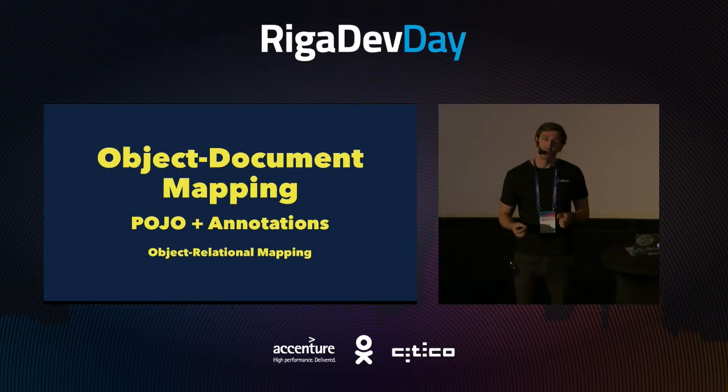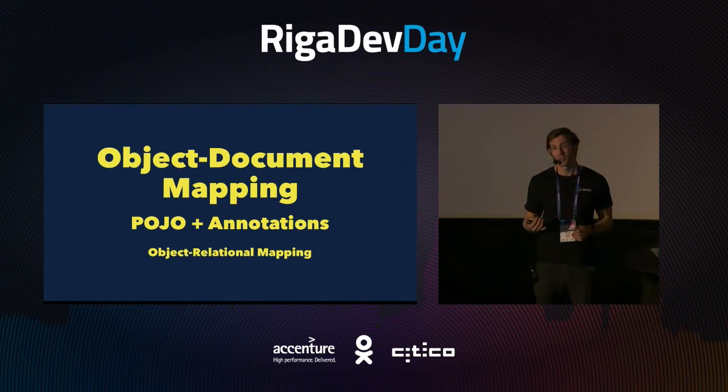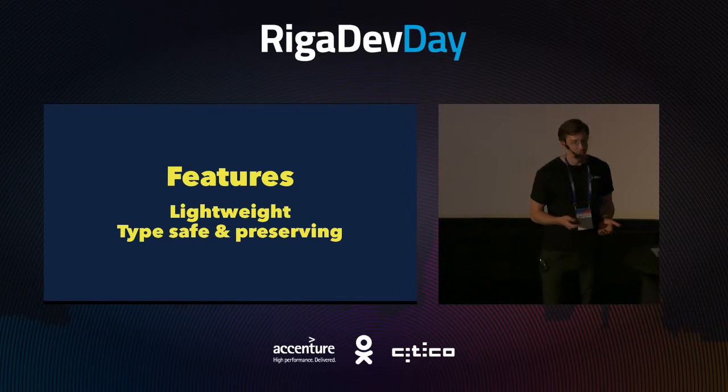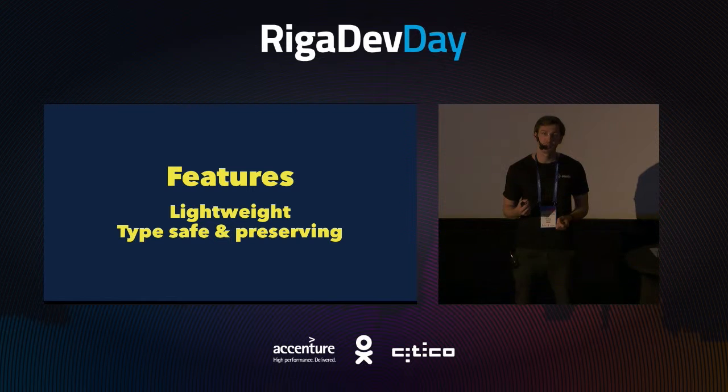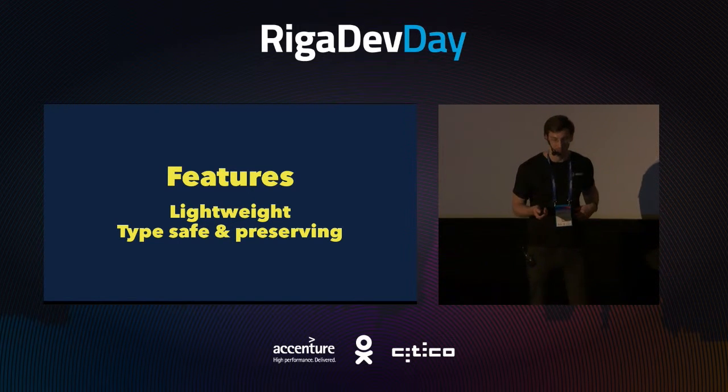Morphia is like an object relational mapper, but since there are no relations, it's called an object document mapper. Since there are only documents, you can only map documents. So generally, it's pretty lightweight. It's type safe and type preserving. So you just throw in your Java objects and you're sure you're getting your Java objects back. You don't need any proper casting or anything. So it's just working as expected.